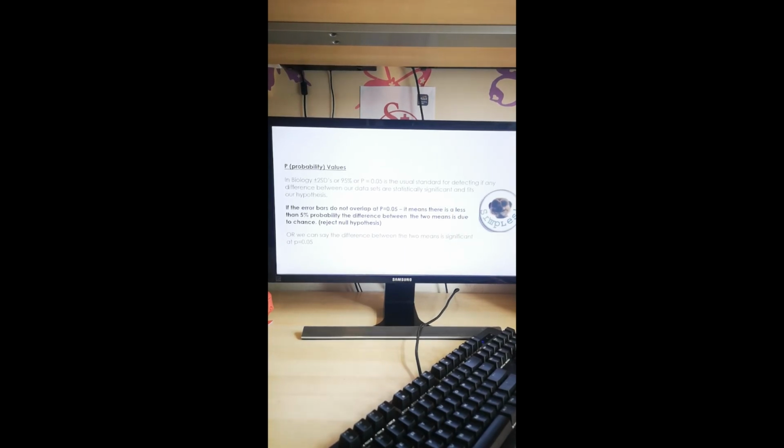So if the error bars don't overlap, and we're working, remember, at a probability level of 0.05, it means that there's less than a 5% probability the difference between these two means is due to chance. Yeah, so what we mean is it's a really small probability that the difference isn't a real biological difference. So we reject the null hypothesis, and we're going to explore null hypotheses in the next video. Or more likely, what we would say is that the difference between the two means is significant. So if the examiner tells you it's 2 standard deviations, you can add to your significance. So if there's no overlap between your error bars, you can say that the difference between the two means is significant at a probability level of 0.05.